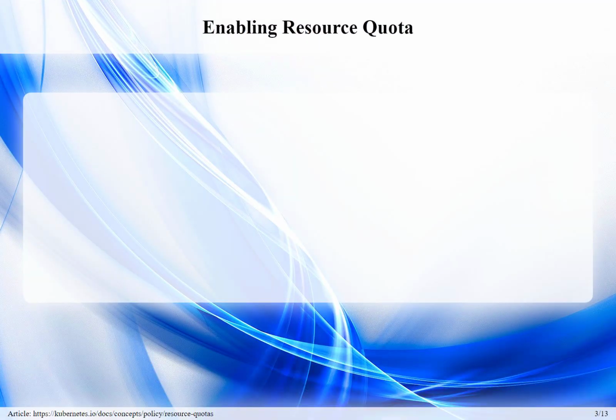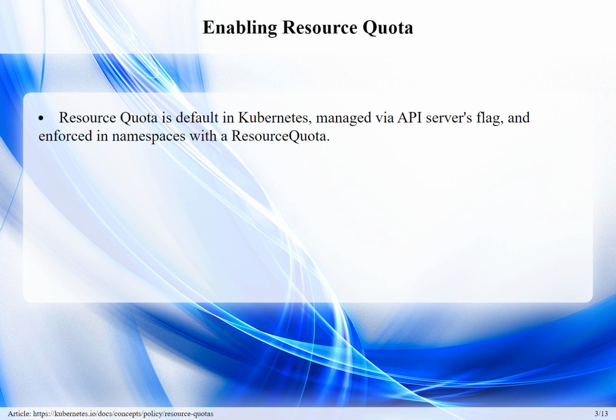Enabling resource quota. Resource quota is typically enabled by default in many Kubernetes distributions through the API server's enable-admission-plugins flag. Resource quotas are enforced within specific namespaces when a corresponding resource quota is present, helping manage resource allocation effectively.